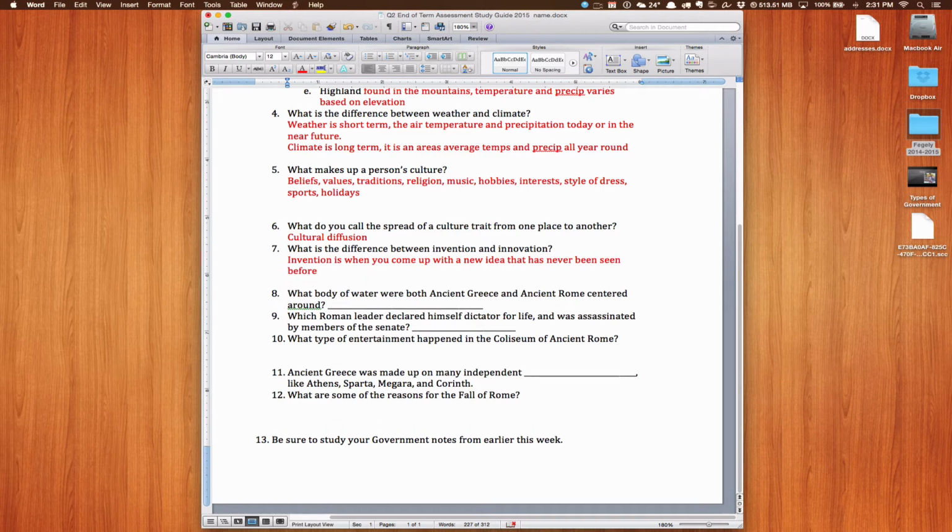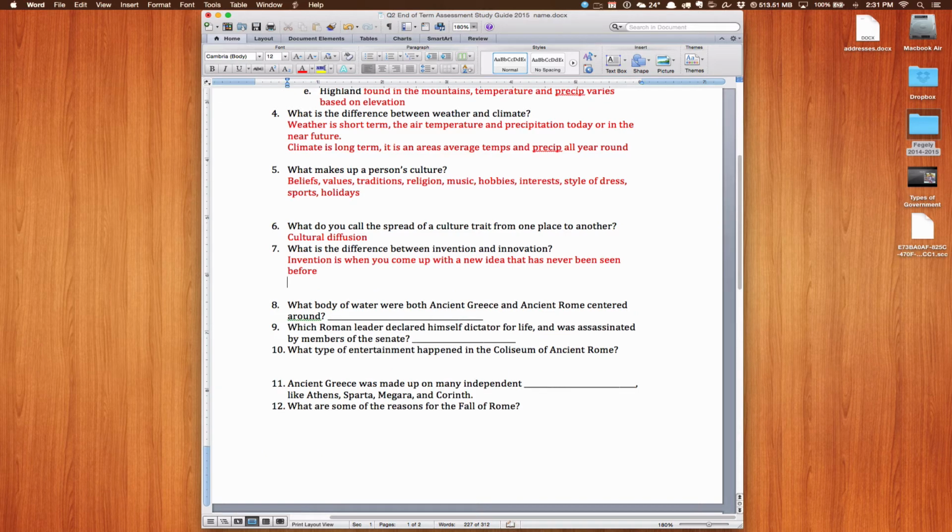Invention is when you come up with a new idea that's never been seen before, while innovation is improving on something that already exists. And we gave lots of different examples. The telephone was invented by Alexander Graham Bell, but the telephone has been innovated upon all the way to the current cell phones that we carry around with us today.